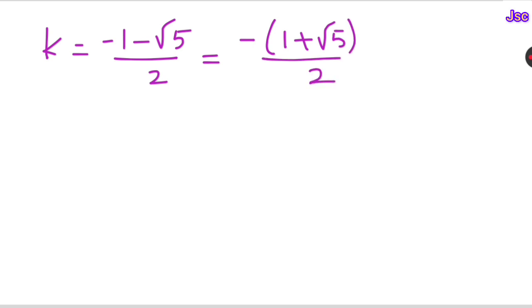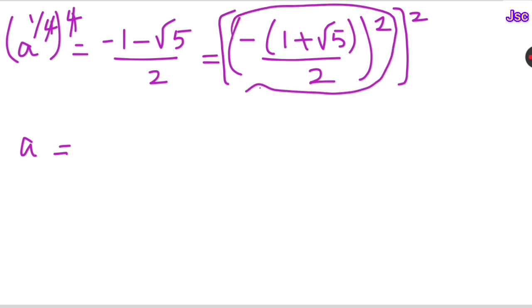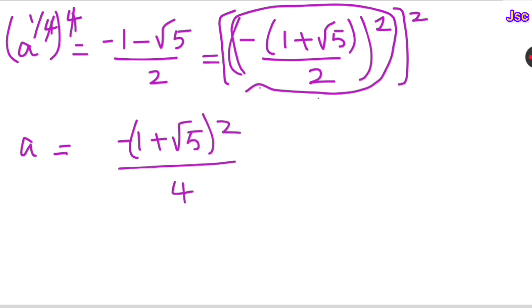We consider k value as a power 1 over 4. Our goal is to find a value, not a power 1 over 4. That's why I'm doing power 4 on both sides. This 4, write it as (a power m) whole power n. On the left hand side, after cancelling 4 and 4, we get only a. So first we solve the inside part, which is minus of (1 plus root 5) whole square over 2 square, which is 4. Still we need to do whole power 2. We will take it later. Minus whole square becomes positive.